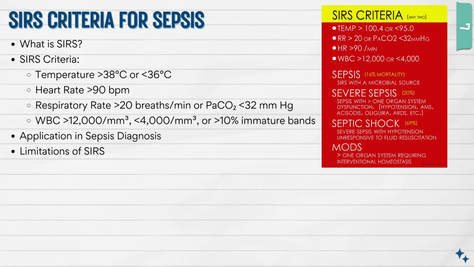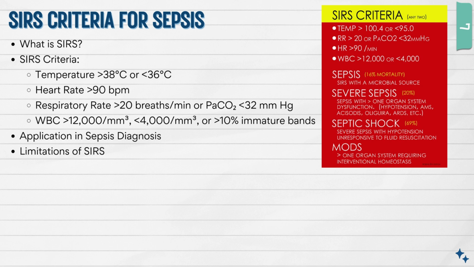So now if they meet 2 or more, they're septic. So now sepsis with greater than 1 organ system dysfunction. So hypotension, altered mental status, acidosis, oliguria, that's no urine in case you don't know, acute respiratory distress syndrome, ARDS, whatever, then you become severe sepsis. So a lot of people actually immediately go into the severe sepsis category versus the sepsis, because by the time they're seeking healthcare, they're probably in severe sepsis.